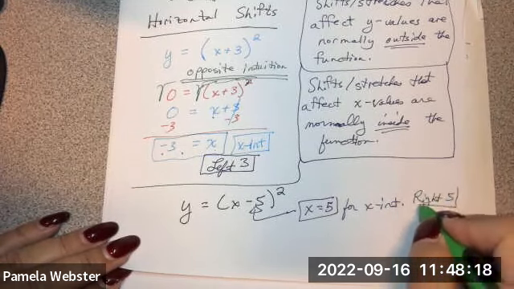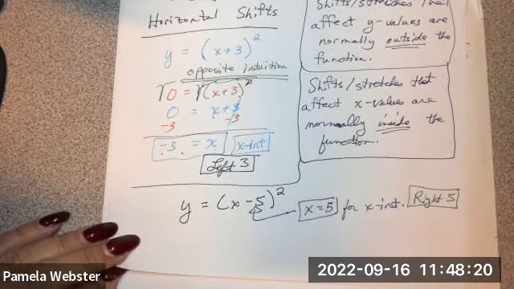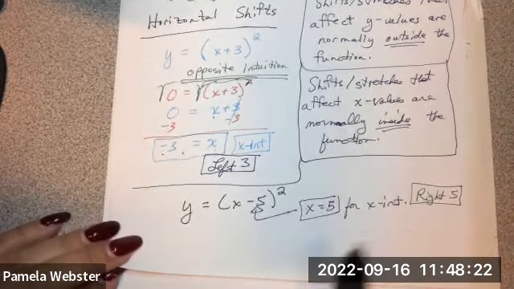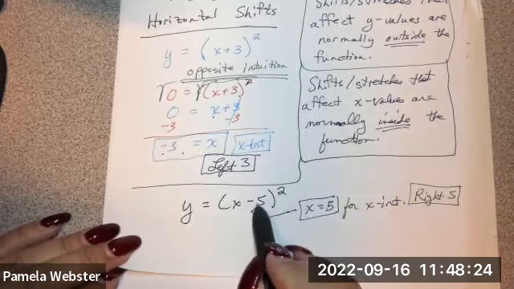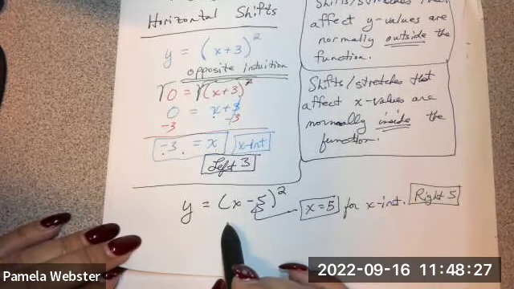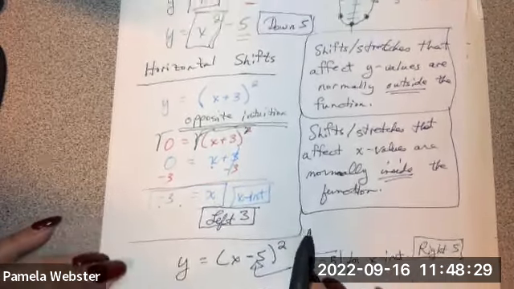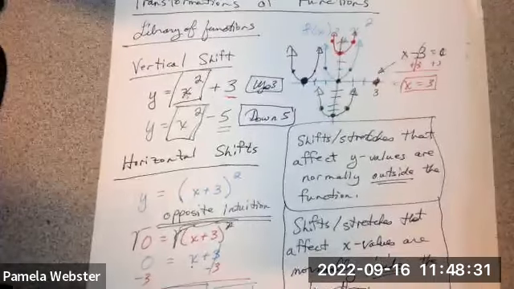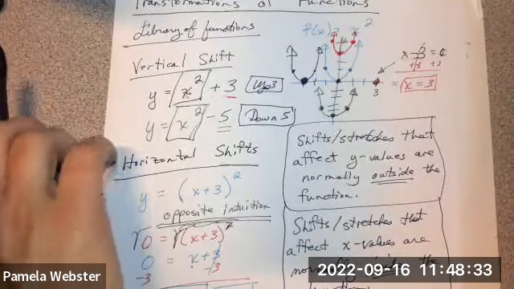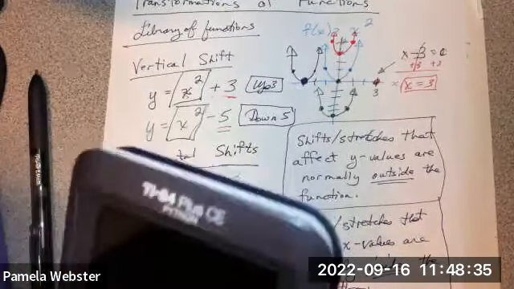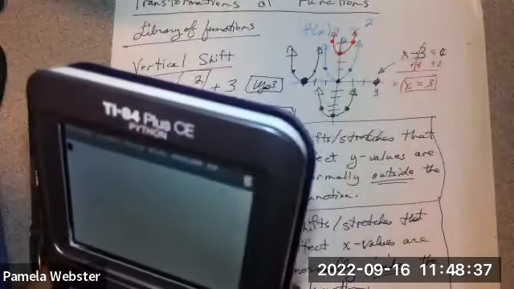Right 5. That's what I'm hearing in my head. Right 5, right 5. Okay, because there's a negative in there, but it's not going left. It's going to go right. Right 5. So let me go back to my graphing calculator because I now realize I didn't do this one on the graphing calculator. And let's see what it looks like.